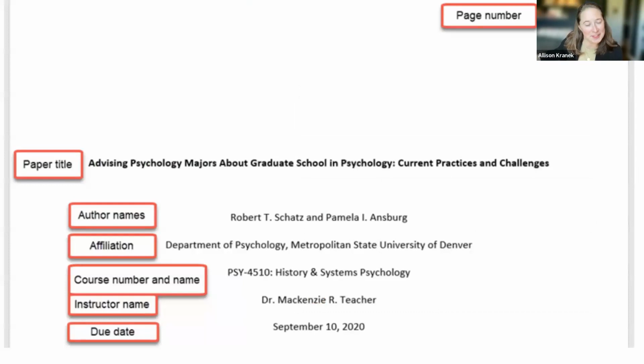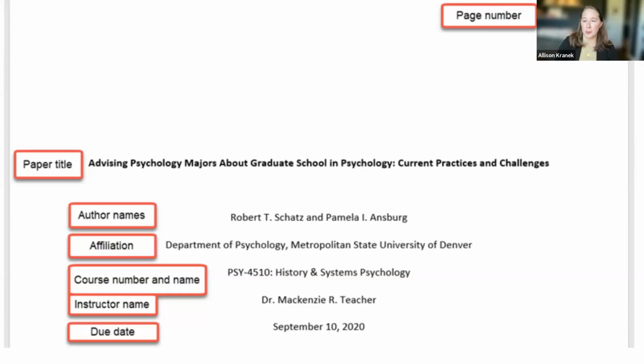It's going to be centered on the separate title page. It's going to be double spaced as well. And so this is an example of what it might look like. So we have the paper title, which is bolded, the sample paper from APA advising psychology majors about grad school and psychology, current practices and challenges. So we can see the paper title there.